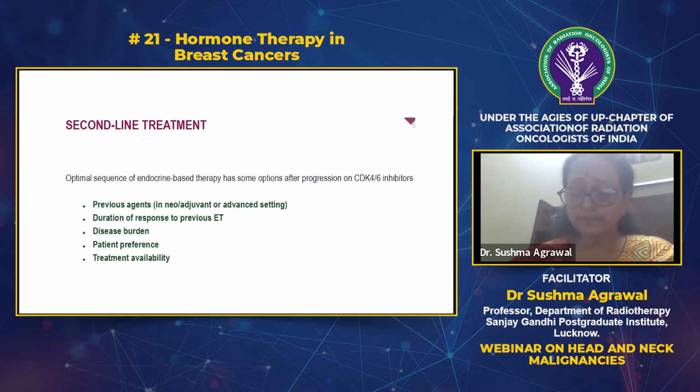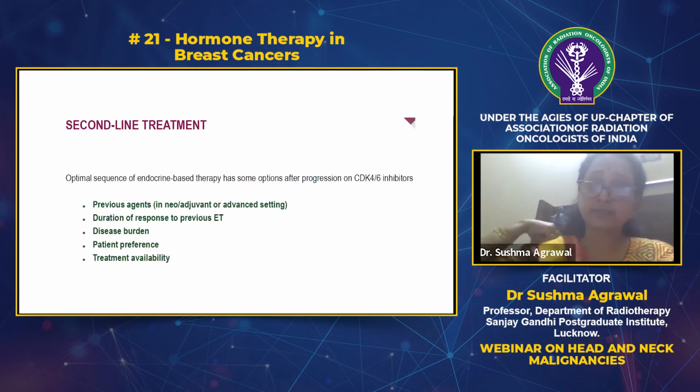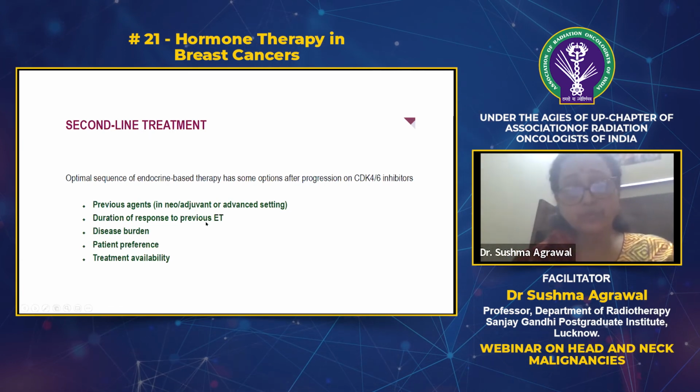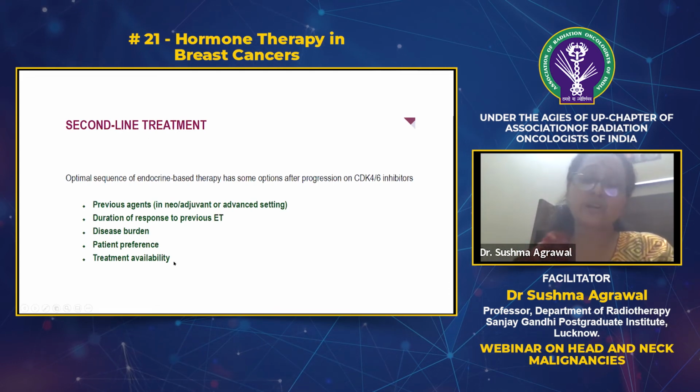Now, once the patient progresses on first-line combination of endocrine therapy and CDK inhibitors, what to do next? So the next depends upon what kind of agents you have used, what is the duration of response to previous endocrine therapy, what is the disease burden, what does the patient prefer, can he afford the further costly drugs, and what kind of drugs are available in our setup.